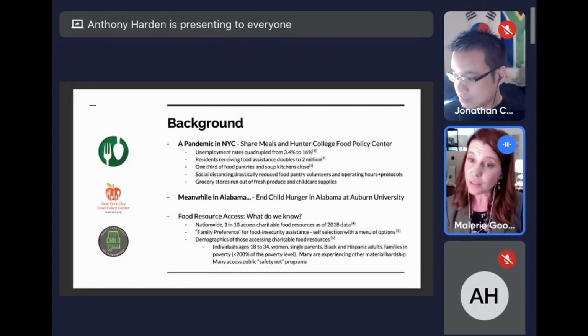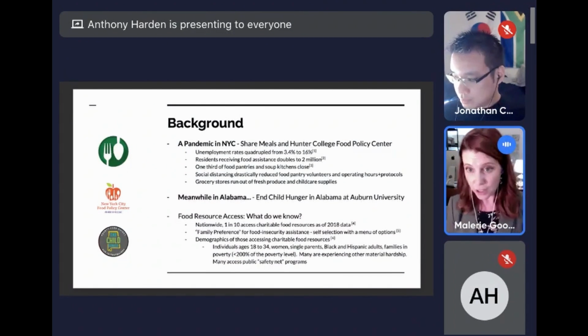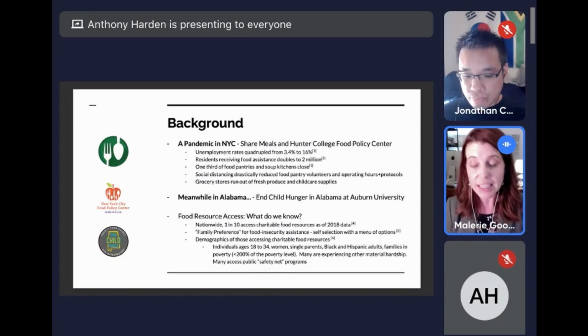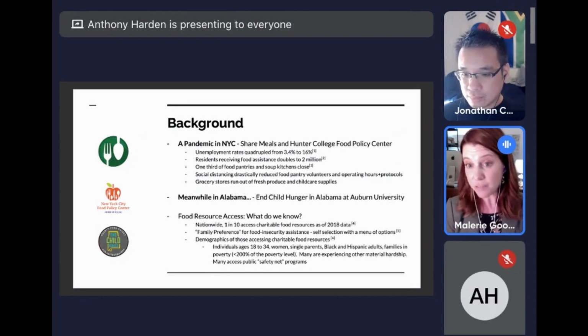And what we mean by that is greater than 200% of the federal poverty level. We know that individuals who access charitable supports are experiencing other material hardships, such as housing insecurity or difficulty paying for utilities. And many of them are already accessing other public safety net programs. So we know that a large number of individuals who maybe didn't find themselves in that situation before the pandemic may have found themselves in that demographic during the pandemic.